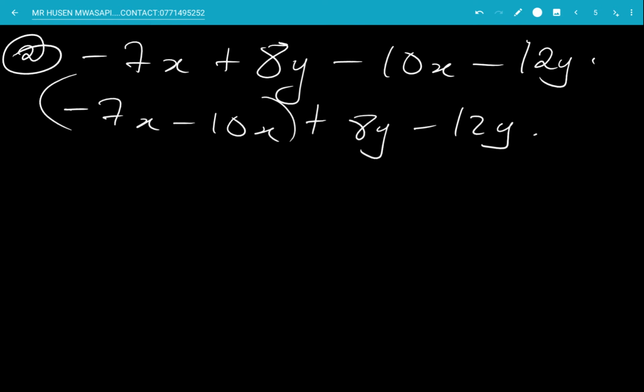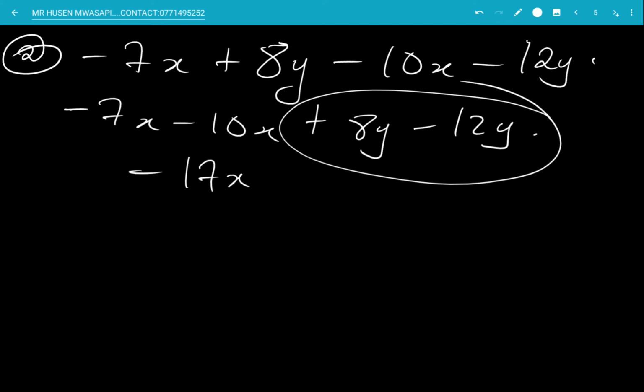Then you can ask yourself, same signs, what do you do? The terms that have x's will be added or subtracted. So if you look at these, this is minus 7x minus 10x. These are same signs. And what do you do whenever you have same signs? You add. So if you add, you get 17. And remember, I did mention that when you have equal signs, you can just pick either sign. So it's going to be minus 17x.